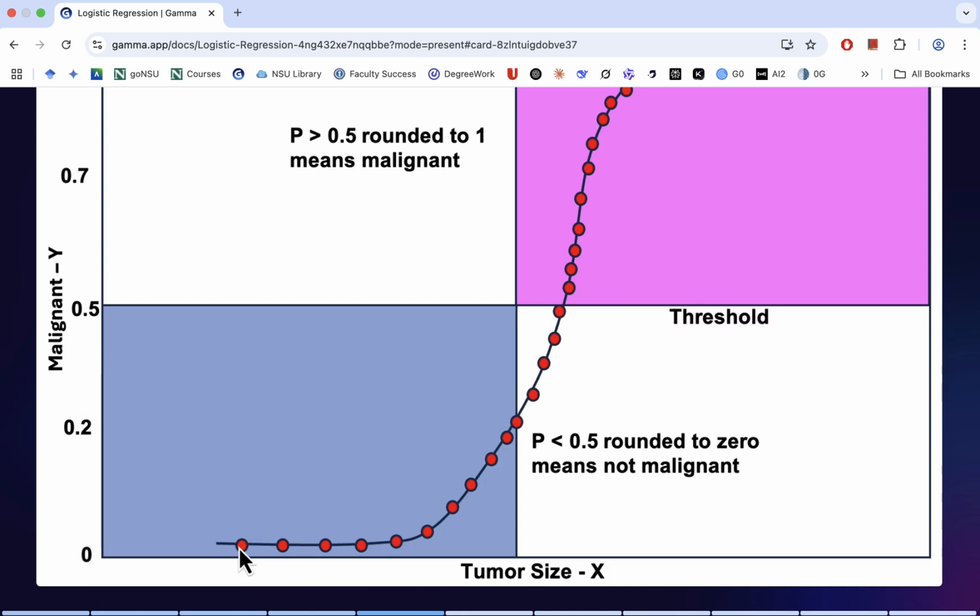At this point, the value of x is very, very low. Probability of malignancy is also very low. It's close to 0. This point has a little bit higher tumor size. Tumor size is increasing. So this point has relatively higher tumor size compared to this one. This one has higher tumor size compared to this one. But the chances of malignancy are very close to zero.